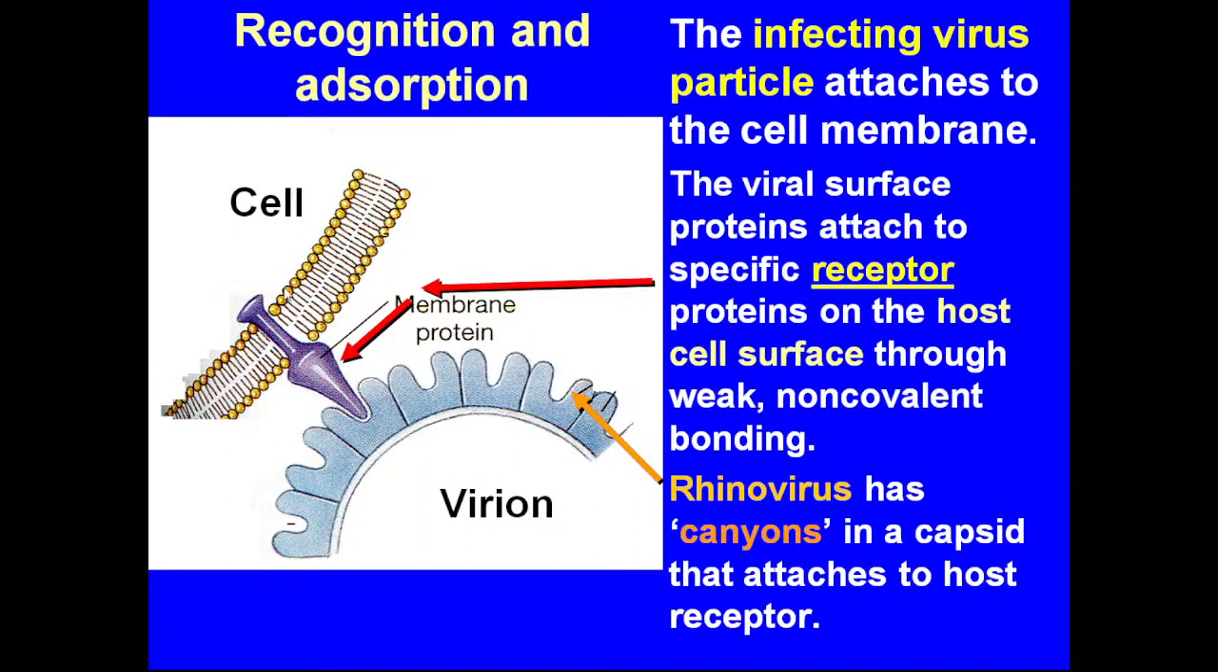So now we describe these stages in general. First stage, recognition and adsorption. The infectious virus particle attaches to the host cell receptor. This is usually a glycoprotein on the surface of the human cell. This is a protein. Then we have non-covalent binding of the viral capsid if it is a naked virus. It makes a sort of canyon, for example in rhinoviruses, that matches with the cell receptor. And then the virion attaches to the human cell.